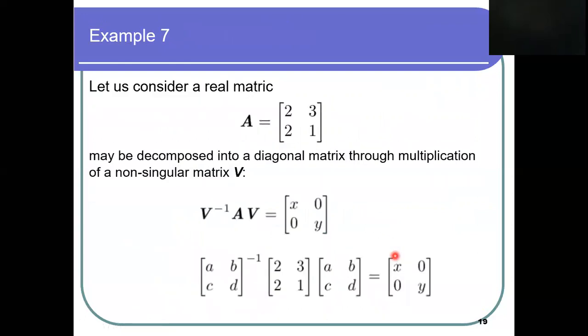Let us consider how we can decompose any matrix. If you multiply V inverse A into V, then you will get a diagonal matrix. So if A is given, the question arises how to find this V and V inverse that make this matrix the diagonal matrix. So this is our question.